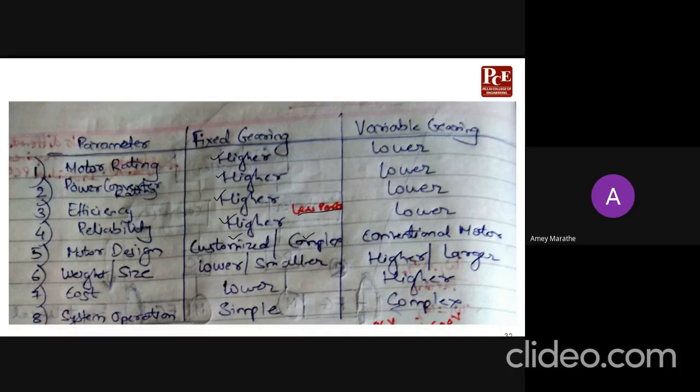Weight and size: weight is lower, size is smaller, whereas in variable gearing, you know what happens in an IC engine, weight is higher, size is larger. Cost, again, if you compare it with variable gearing, fixed gearing cost will be low and variable gearing cost will be high. And system operation as a whole will be simple as compared to a complex operation. And that is why, what is the choice? The choice is fixed gearing instead of variable gearing.